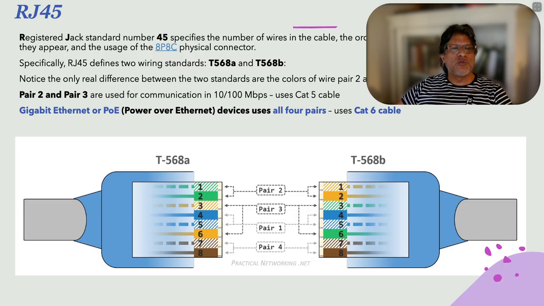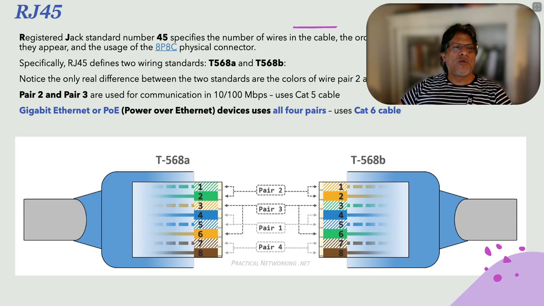There is pair 2, which is pins 1 and 2 as we saw before. There's pair 3, which is 3 and 6 here. So it's 3 and 6, except the colors are a little bit different in nature. And then we have pair 1 and pair 4. In a general sense, for example in 100 Base-T, like 100 megabits per second, you need only 2 pairs. Usually pair 2 and pair 3 will be used. If you use, for example, Gigabit Ethernet, then all 4 pairs will be used.